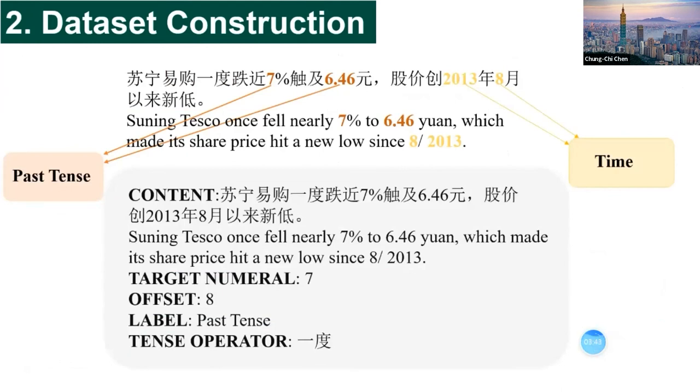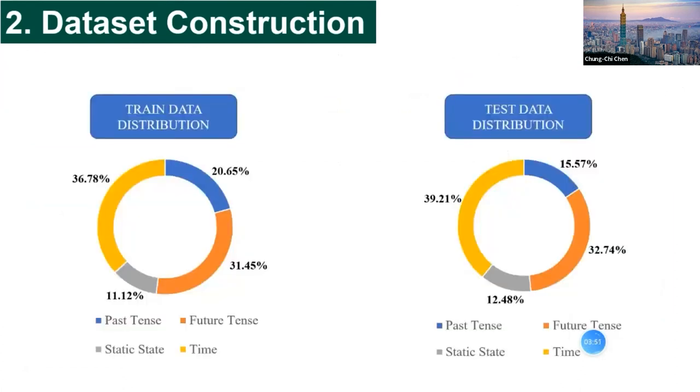This is an example of data in the format of a JSON file. In the training set and the test set, the proportion of the various tense categories is relatively balanced, and the distribution of each tense category in the training set is basically similar to that in the test set.